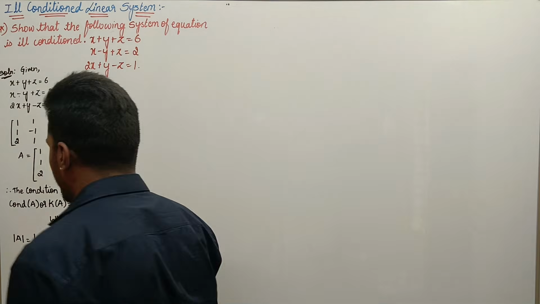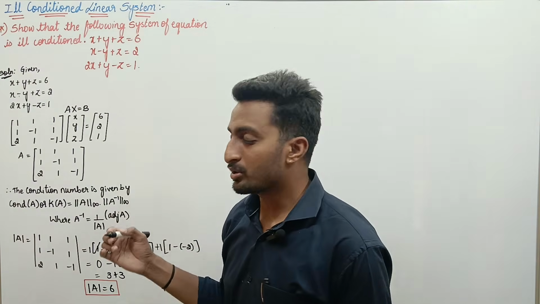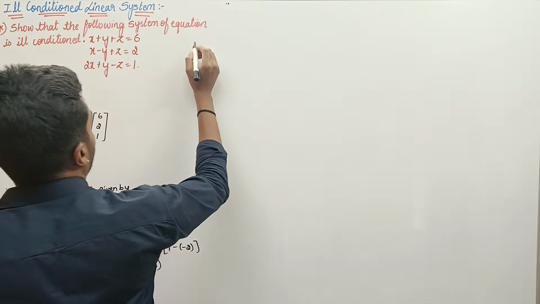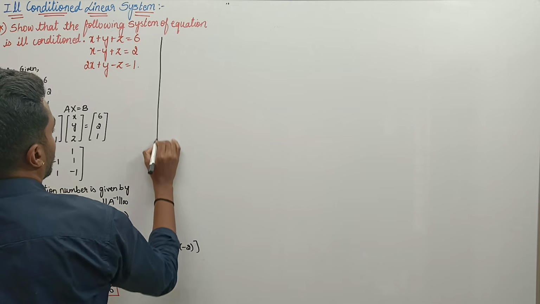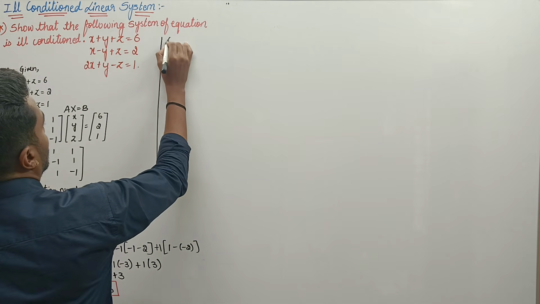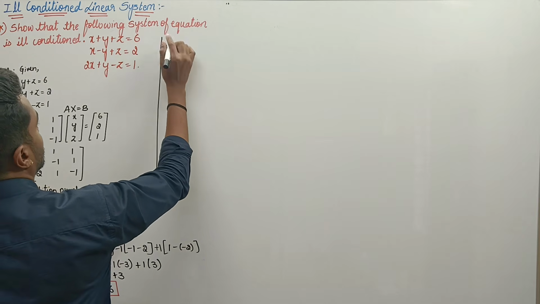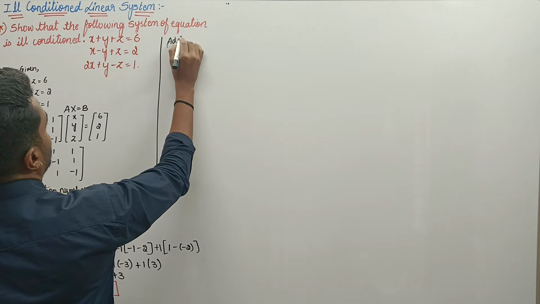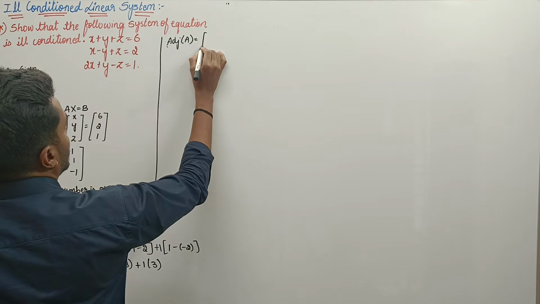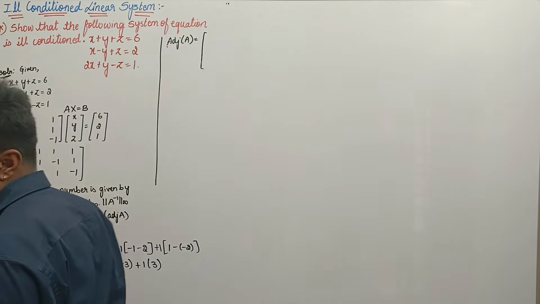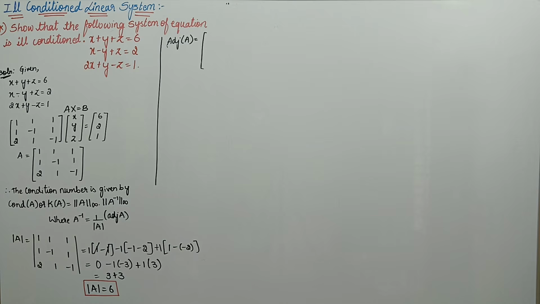Next, let us find the adjoint of A. How to find adjoint of A? It is very easy. You can find it directly by using the calculator. Okay, how I am going to show you.